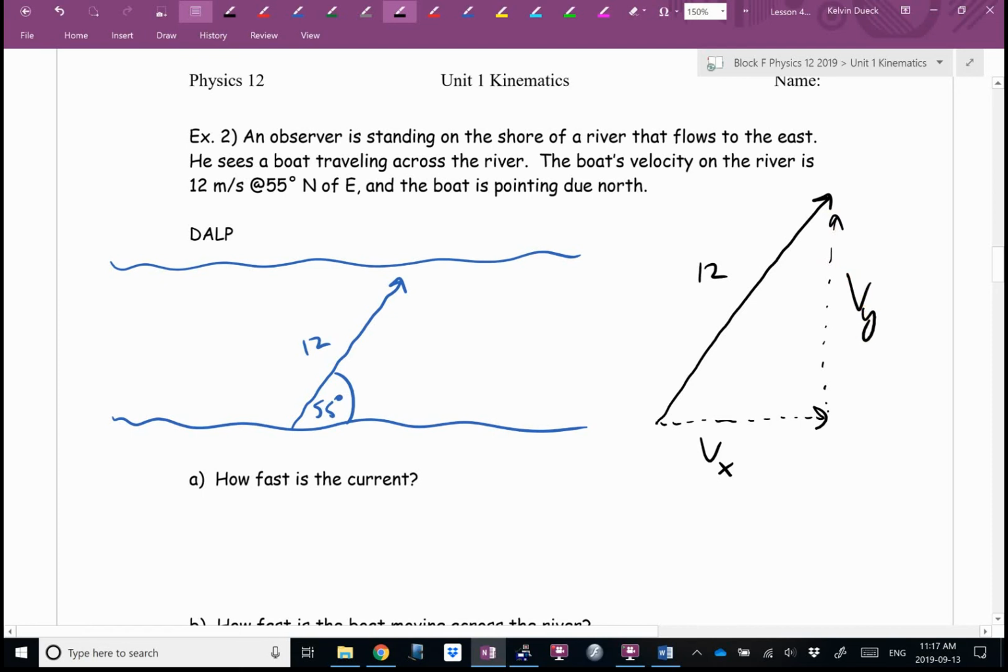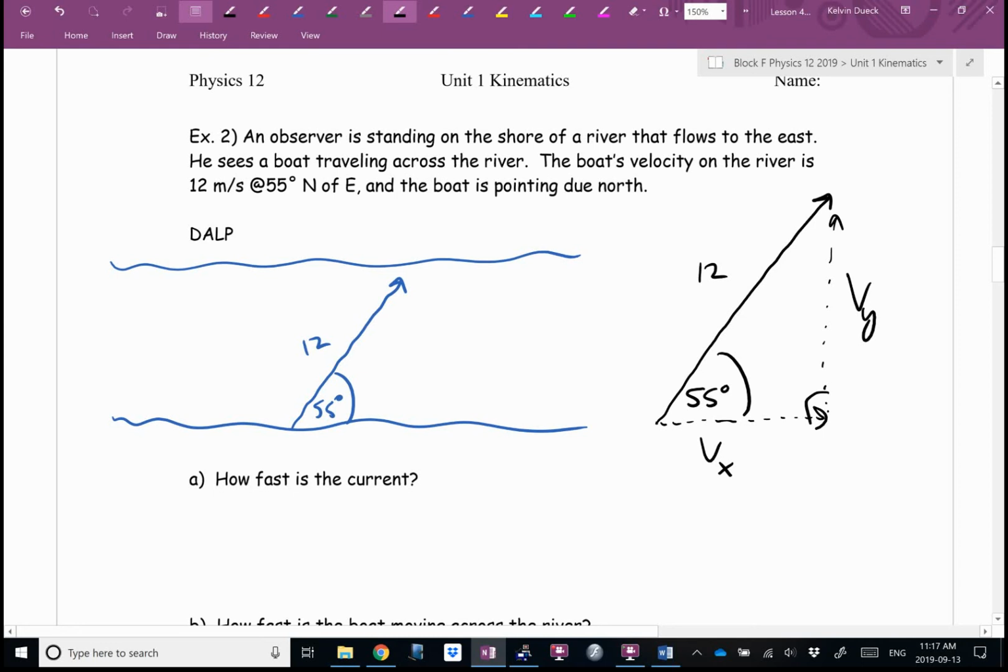What I should have done, just to make this question a little bit different, is instead of having the river flowing east-west, I should have had it flowing north-south. But it's the same kind of principle. So in this case, Vx is the current and Vy is the boat motor. If I had it flowing northwest, they'd flip. Oh, and the angle is 55 degrees.